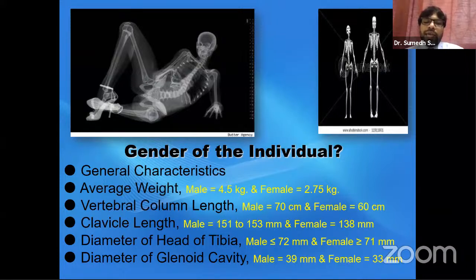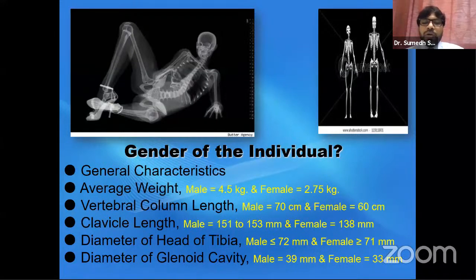So this is how you can diagnose the gender of the individual. If you are getting complete skeletal remains, the average weight of the sacrum in case of male is around 4.5 kg. These are average values, not exact values. In case of females, the weight is around 2.75 kg. Some of the authorities have found out these figures, so I am just quoting these figures.